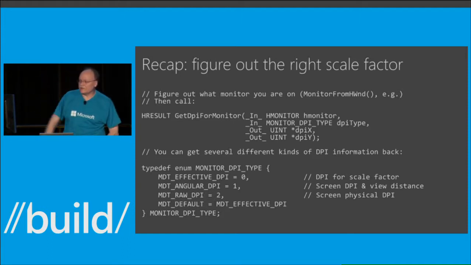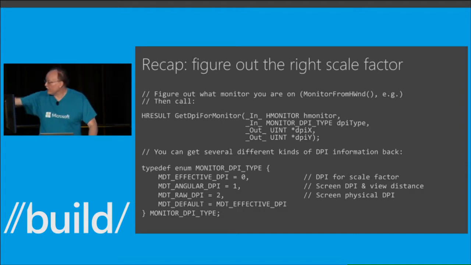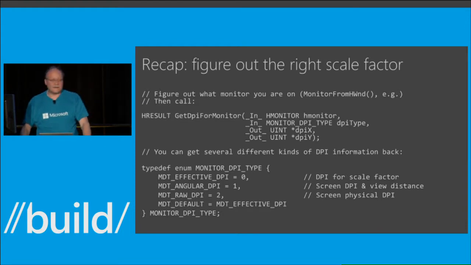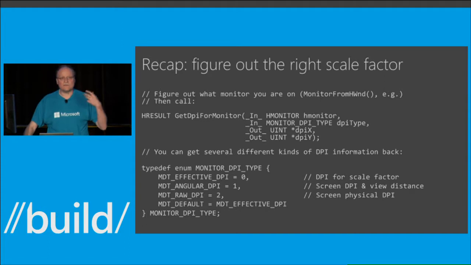The interesting second argument is the monitor DPI type. There are like three different kinds of information you can ask for. The most important one by far is that first one, 0. That's why we make that the default value. The MDT effective DPI basically says, just tell me 100%, 125, 150, 200, that's all I care about, and I'll scale my content based on that. That's probably good for almost anything.